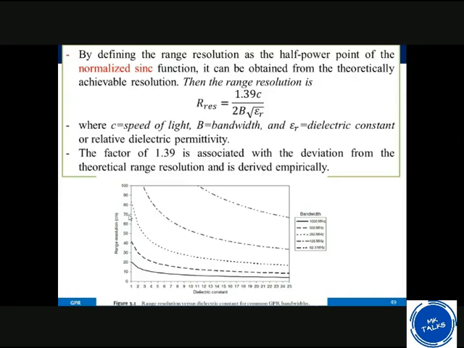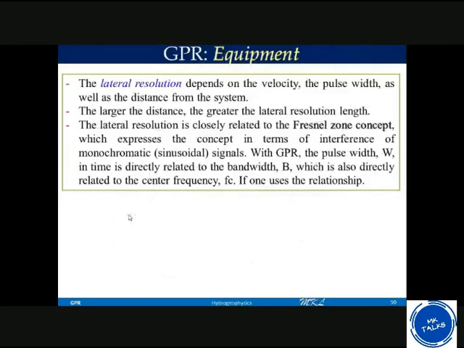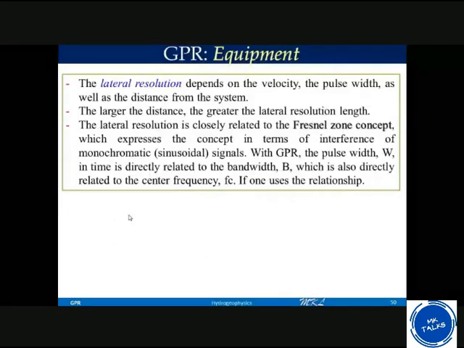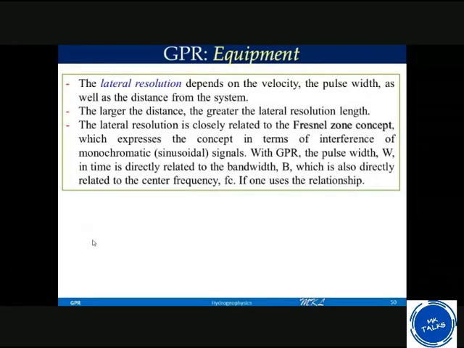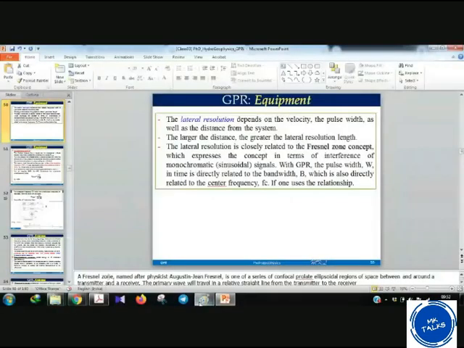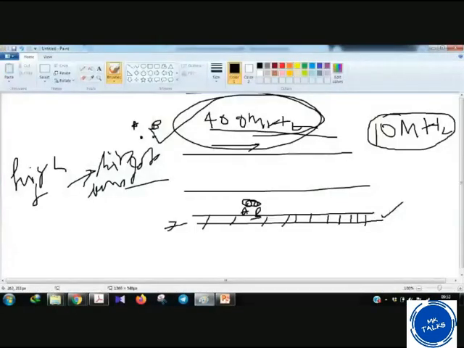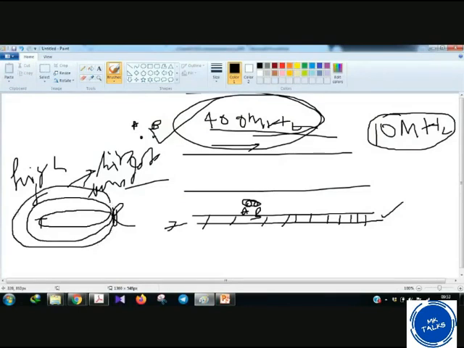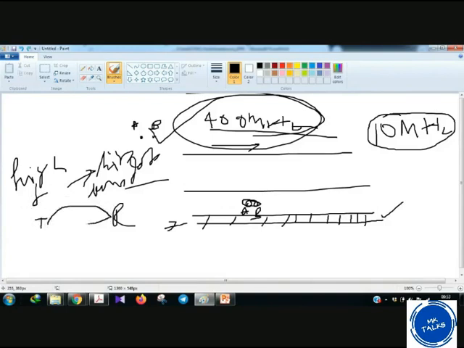Lateral resolution basically depends on the velocity, pulse width, and the distance from the system. The larger the distance, the greater the lateral resolution length. Lateral resolution is closely related to the Fresnel zone. The Fresnel zone gives you the idea that there is a transmitter and a receiver, and it creates an elliptical zone: first Fresnel zone, second Fresnel zone, third Fresnel zone, like this. Generally, lateral resolution is equal to the first Fresnel zone.